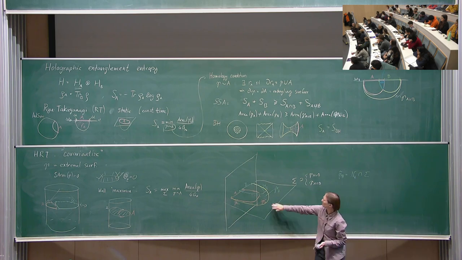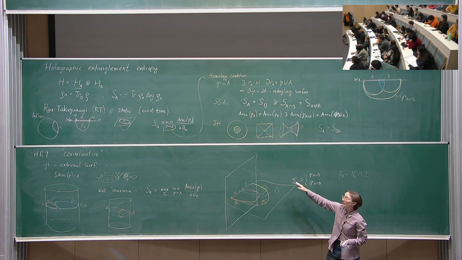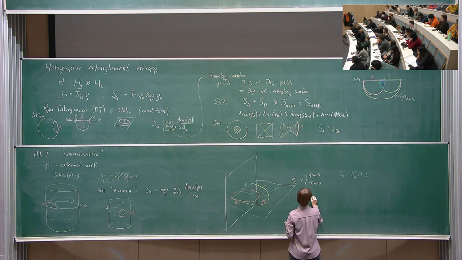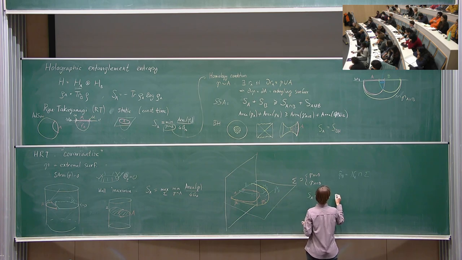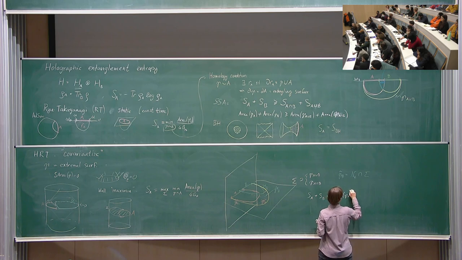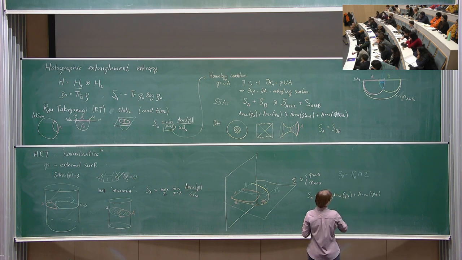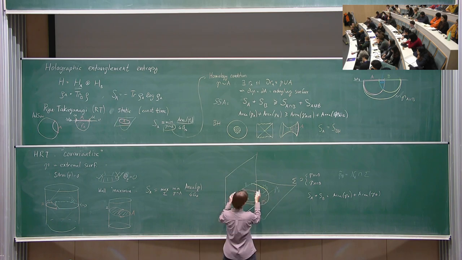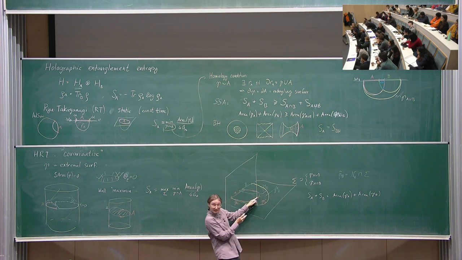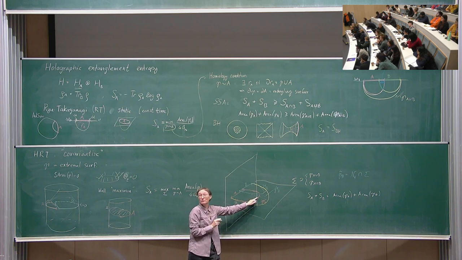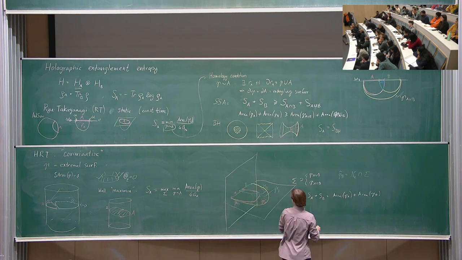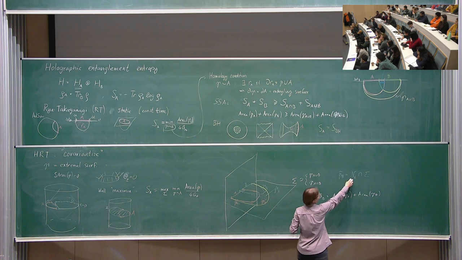And now we're in business because we have projected everything onto this single surface sigma. We have S of A plus S of B, which was the area of gamma A plus area of gamma B. Now you take a null congruence from an extremal surface. That means its expansion is non-positive, and so the area, as you go along that null congruence, shrinks. So by the time it hits sigma, it has smaller area.